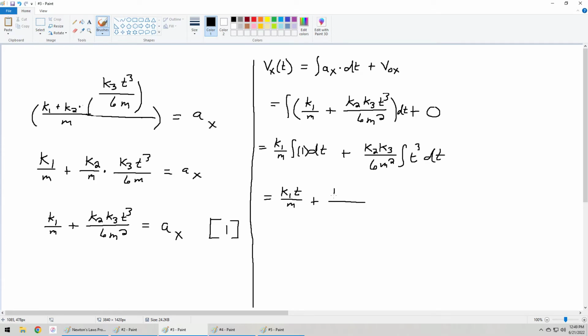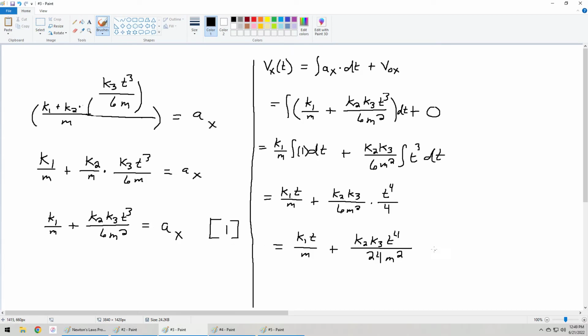Plus k2 times k3 over 6m squared times t to the fourth divided by 4. We can simplify this even further by doing k1t over m plus, let's see, k2, k3, t to the fourth. 6 times 4 is 24, so 24m squared.